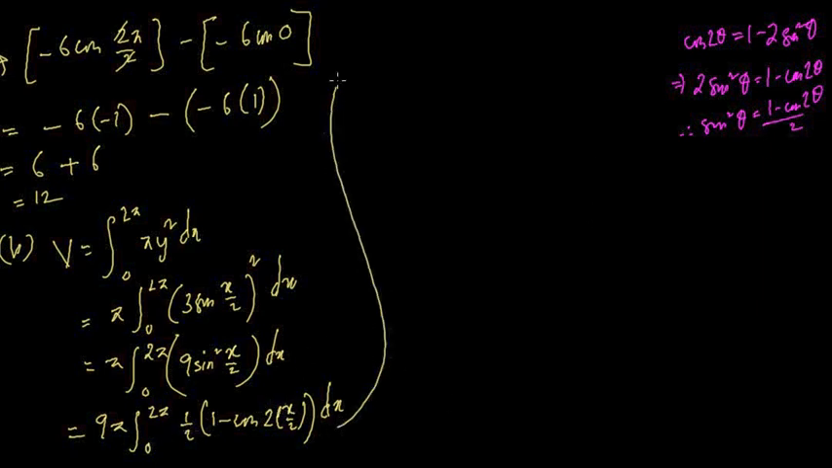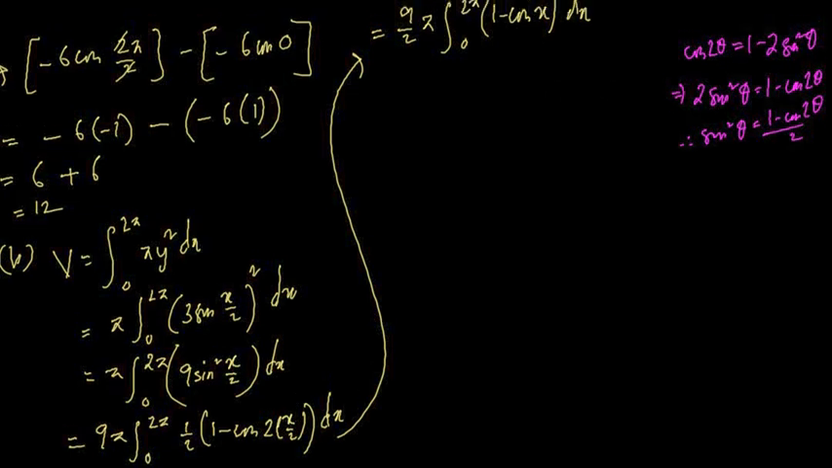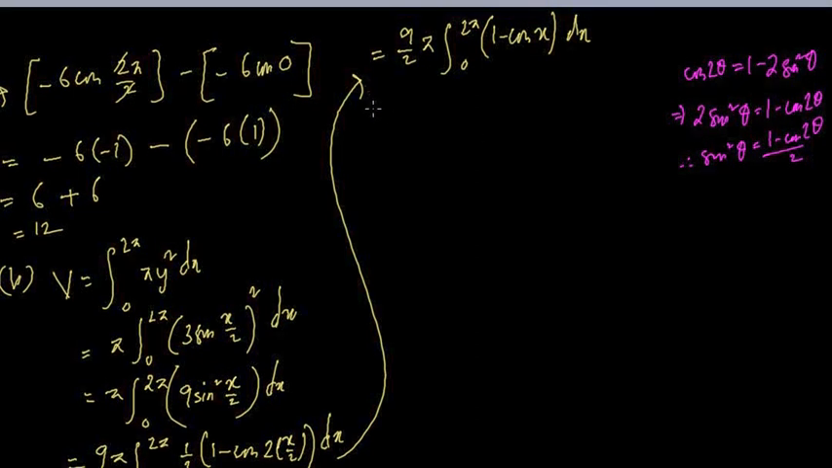From here we can write 9 by 2 (I'm bringing this constant outside as well), the integral from 0 to 2π of (1 minus cos x) dx. So remember, this 2 and this 2 cancel and we get that. So next we get 9 by 2, integration of 1 is x, minus integration of cos x is sin x, divided by chain rule, which is 1, so I'm not writing that. So 0 to 2π, so this would be 9π by 2.